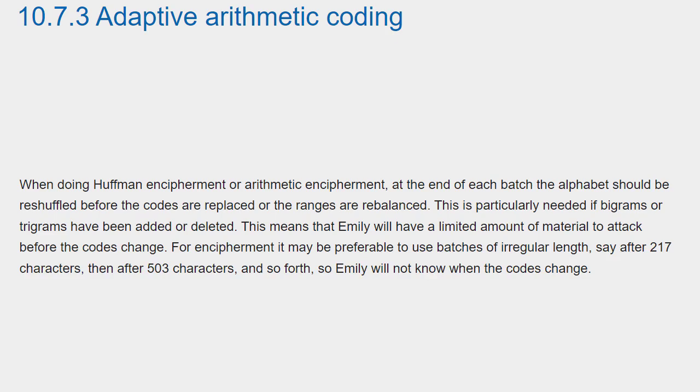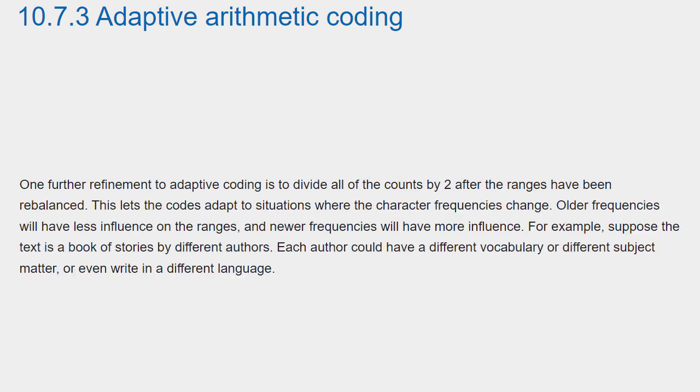This means that Emily will have a limited amount of material to attack before the codes change. For encipherment, it may be preferable to use batches of irregular length, say after 217 characters, then after 503 characters, and so forth, so Emily will not know when the codes change.